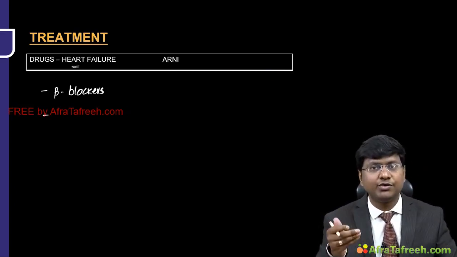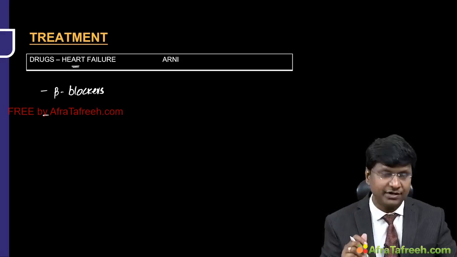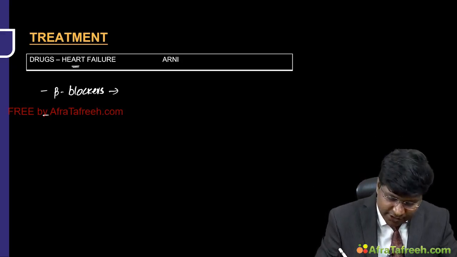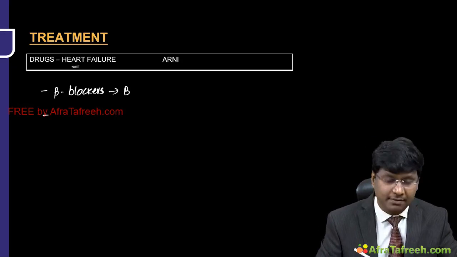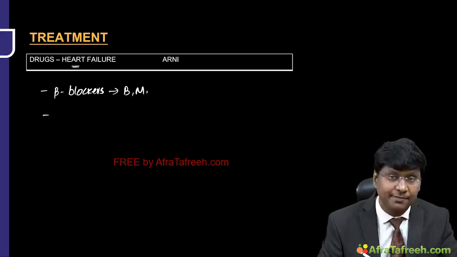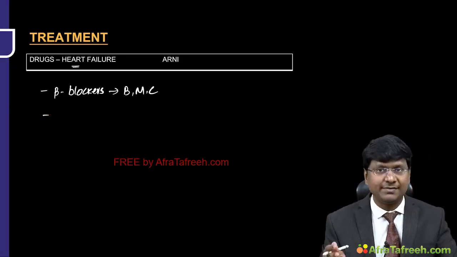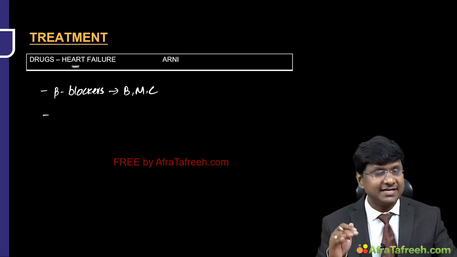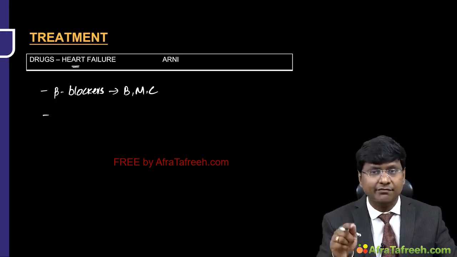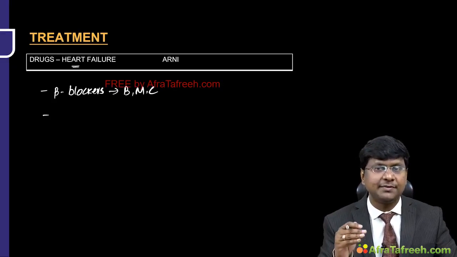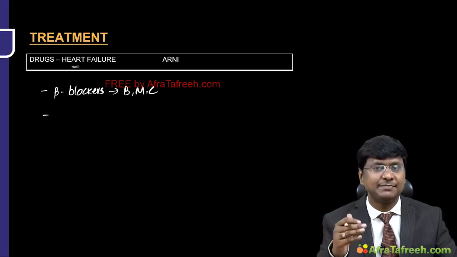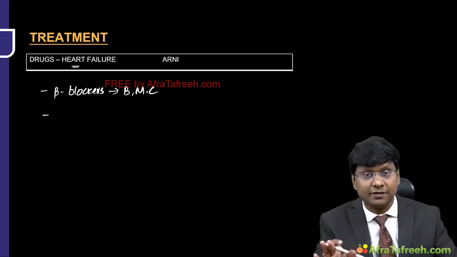Systolic blood pressure should be more than 90 millimeters of mercury whenever you are giving these beta blockers, and the beta blockers which are preferable are bisoprolol, metoprolol or carvedilol. So BMC: bisoprolol, metoprolol or carvedilol, these are preferred. But remember again, whenever you are giving beta blockers, you need to start with a low dose and then slowly step up the dose depending upon the tolerance of the individual.